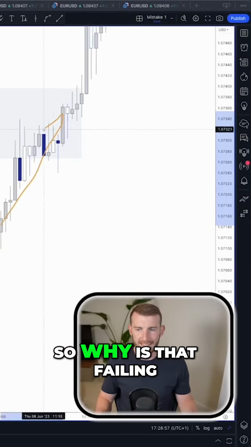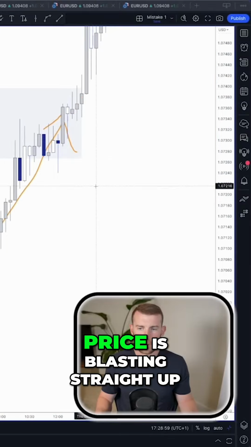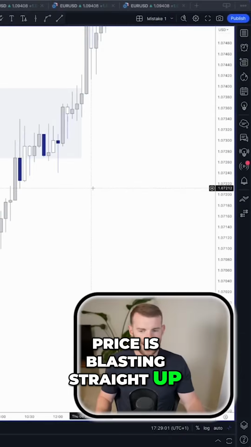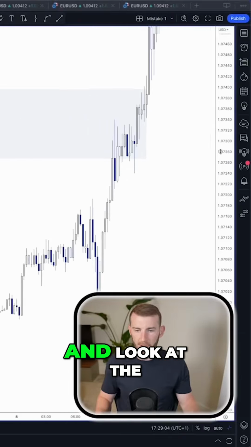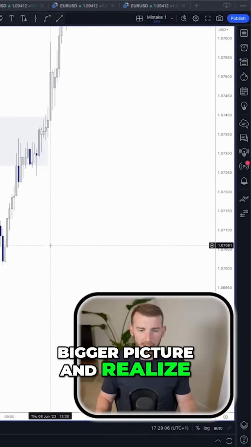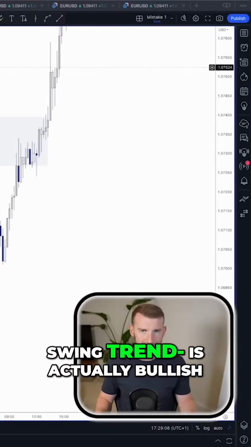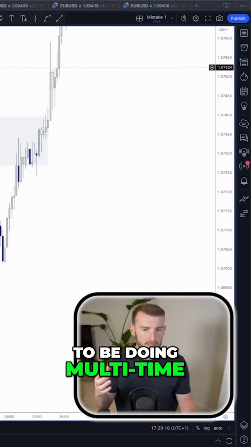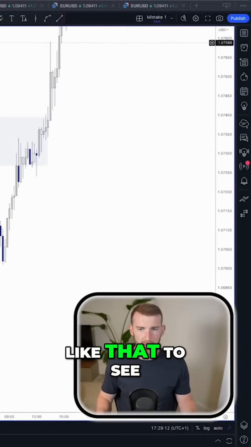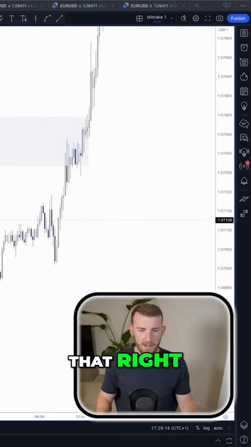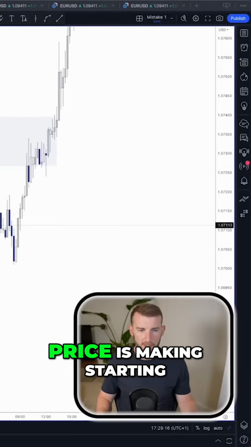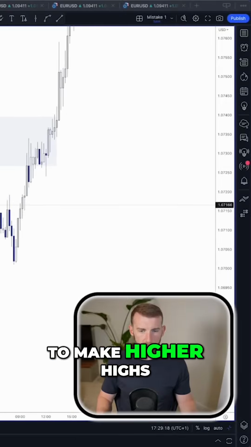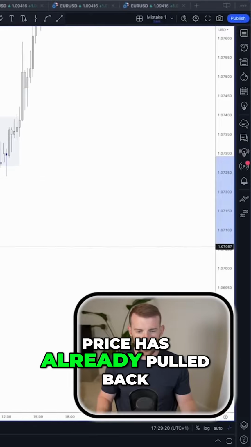So why is that failing if you're looking to get short here and price is blasting straight up? That's because you need to zoom out and look at the bigger picture and realize that the overall swing trend is actually bullish. You don't even need to be doing multi-time frame analysis or anything like that to see that, right? If we zoom out, we can see that price is starting to make higher highs and higher lows. Price has already pulled back.